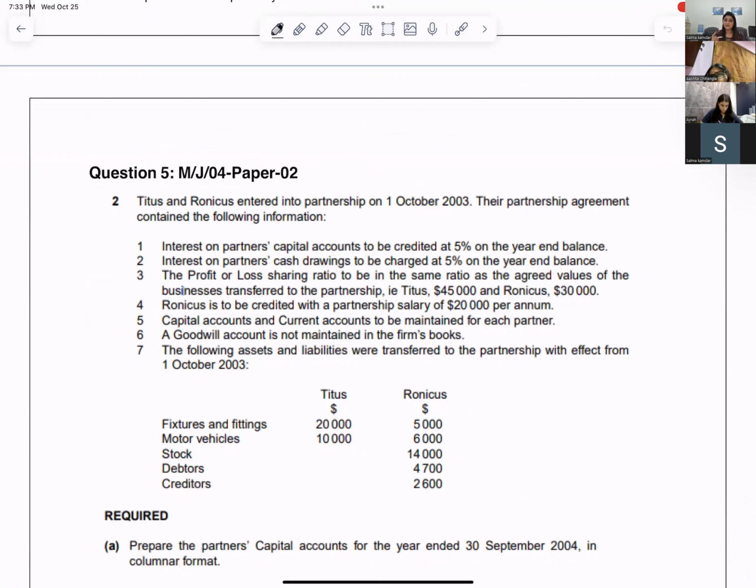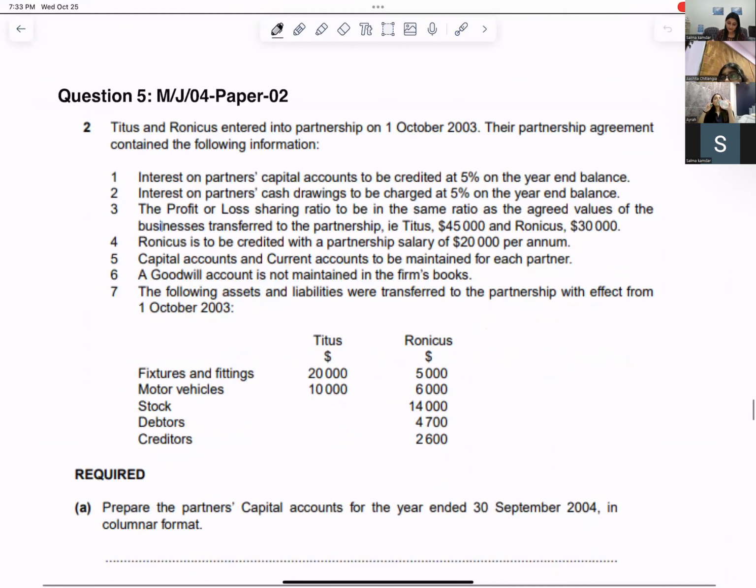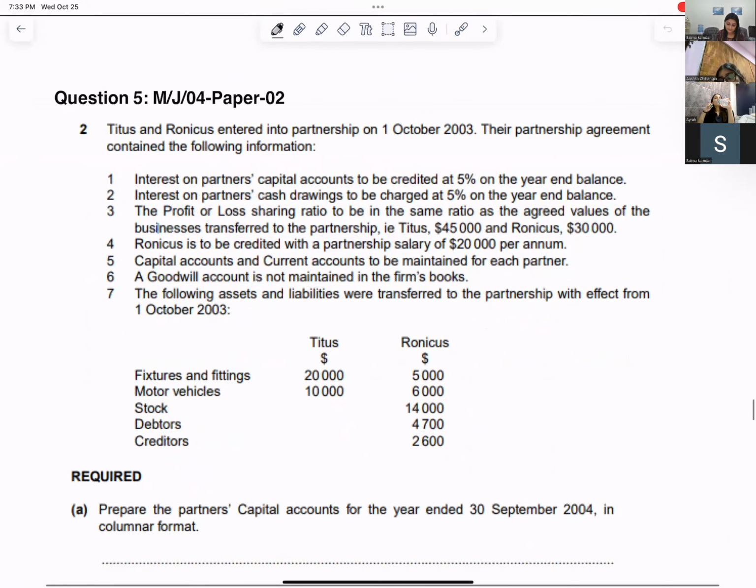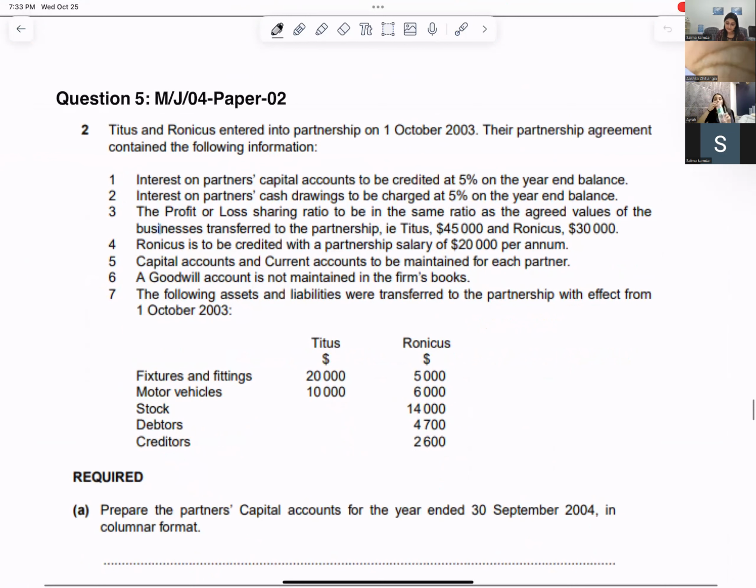When you read the question in AS, always make sure that you mark the important points. Before marking the important points, just see what the question is asking. Read the question, please. Ira, read.